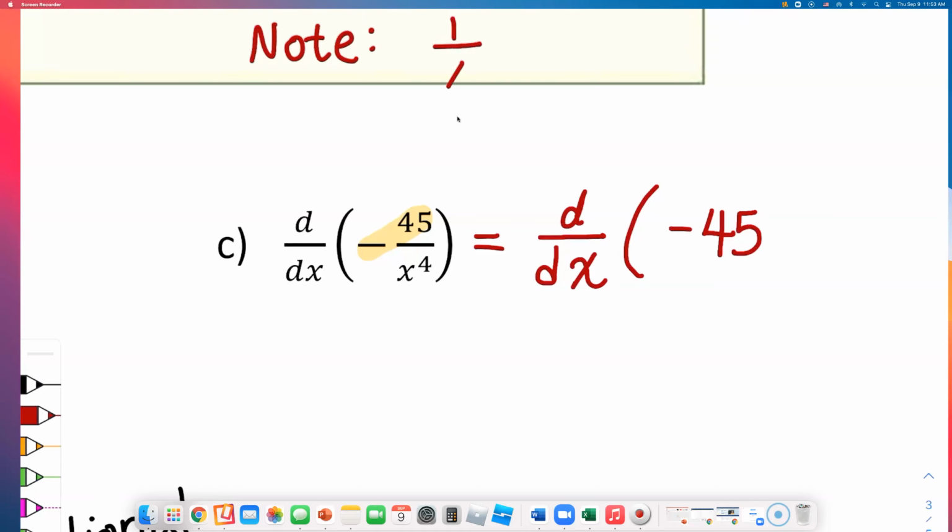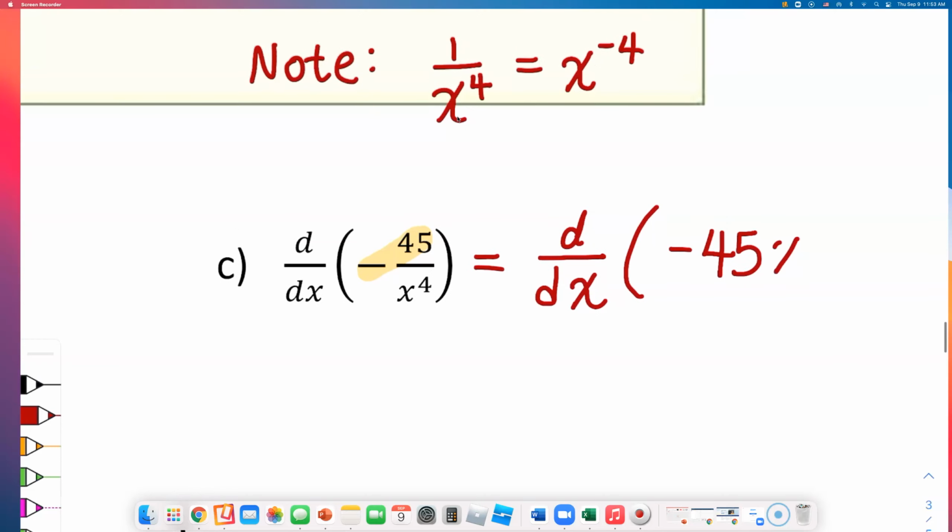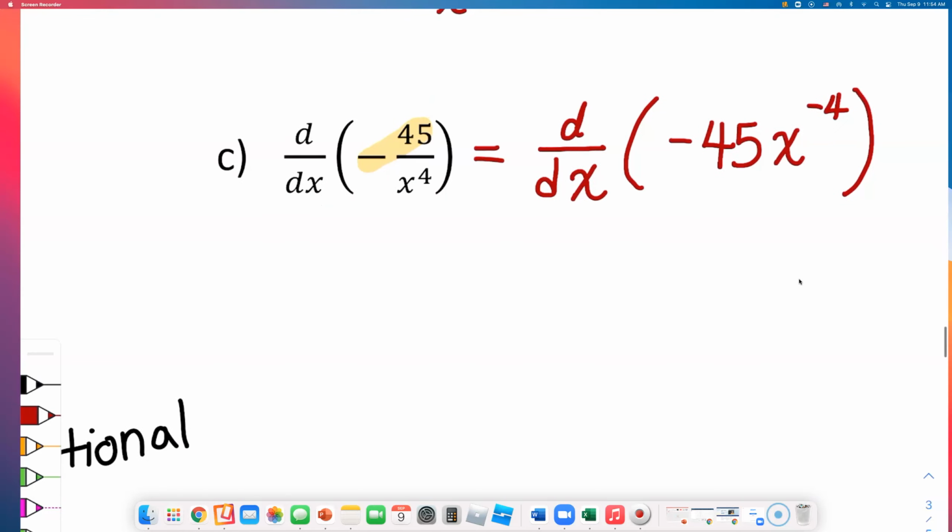1 over x to the 4th is the same as x to the negative 4th. So I'm going to rewrite that 1 over x to the 4th as x to the negative 4th. When you have x in the bottom of the fraction, rescue it: make that exponent a negative and put it next to your coefficient, the numerator, so that it is no longer in the bottom of the fraction. That is necessary for us to use the power rule.